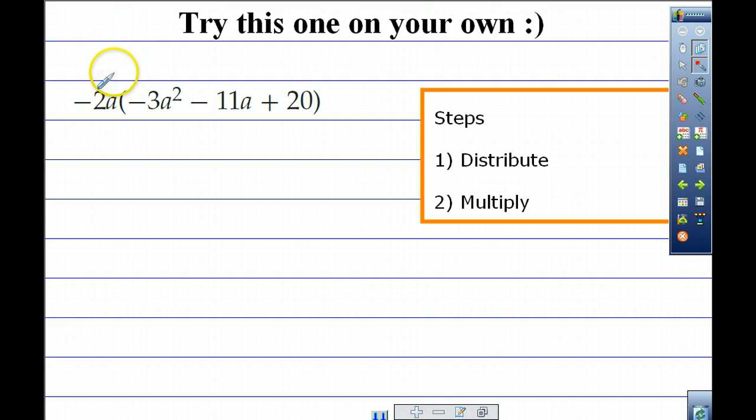Alright, so let's see here. Give this a shot. Go ahead and write this down. Try it on your own, just to make sure we're understanding everything. I'm going to put up an answer, and I want you to see if you can find something that's incorrect about it.